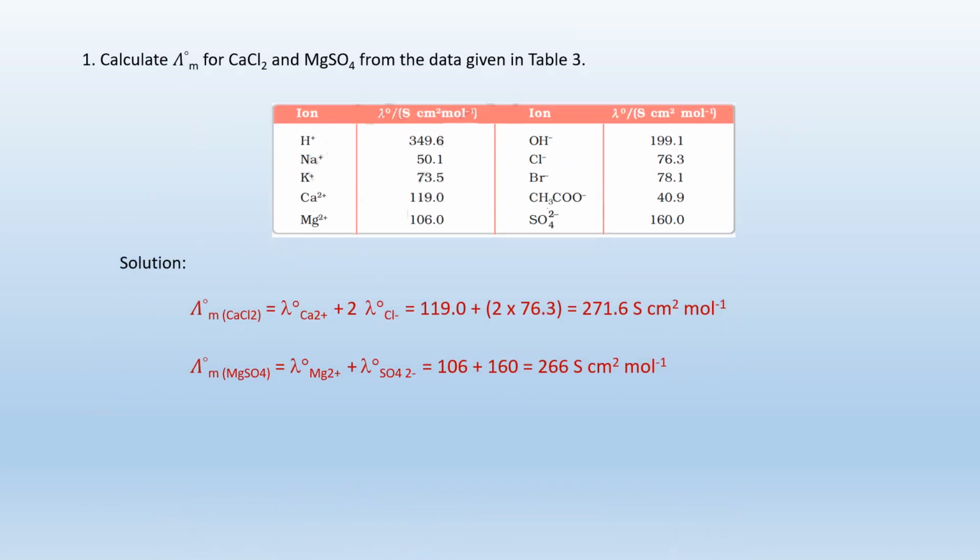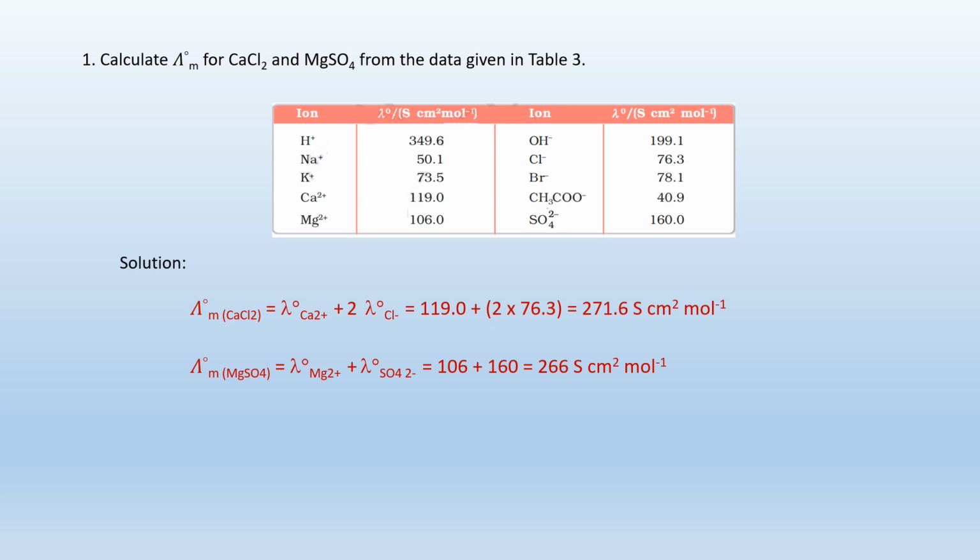Calculate the limiting molar conductivity for calcium chloride and magnesium sulfate. Already they have calculated the limiting molar conductivity for individual ions, and they have given it in the table. The only thing is you have to calculate the limiting molar conductivity for that particular electrolyte. If you take CaCl2, that is calcium chloride, according to the Kohlrausch law, it is an individual contribution of ions, that is the limiting molar conductivity of cation plus the limiting molar conductivity of anion.